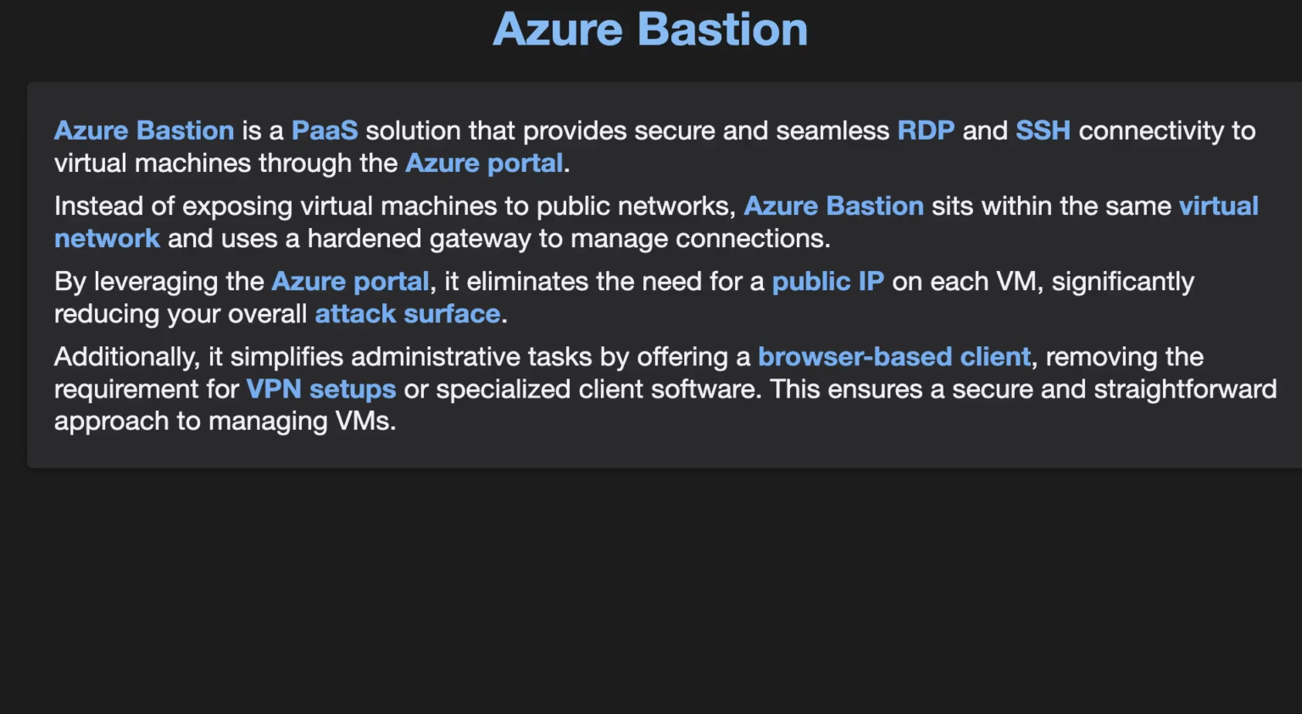Azure Bastion is a PaaS solution that provides secure and seamless RDP and SSH connectivity to virtual machines through the Azure portal. Instead of exposing virtual machines to public networks, Azure Bastion sits within the same virtual network and uses a hardened gateway to manage connections. By leveraging the Azure portal, it eliminates the need for a public IP on each VM, significantly reducing your overall attack surface. Additionally, it simplifies administrative tasks by offering a browser-based client, removing the requirement for VPN setups or specialized client software. This ensures a secure and straightforward approach to managing VMs.